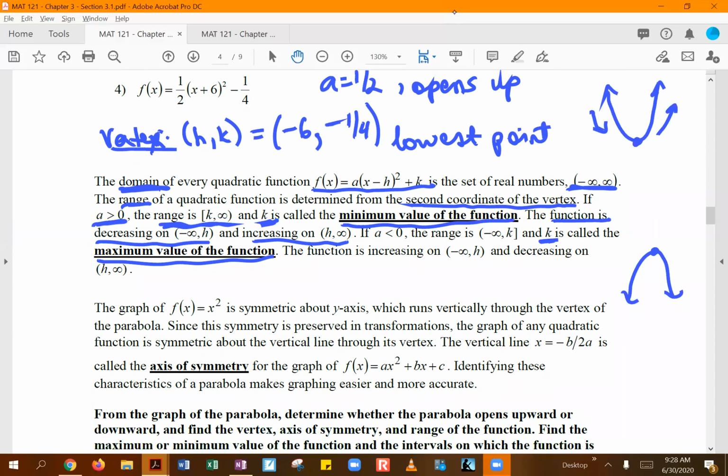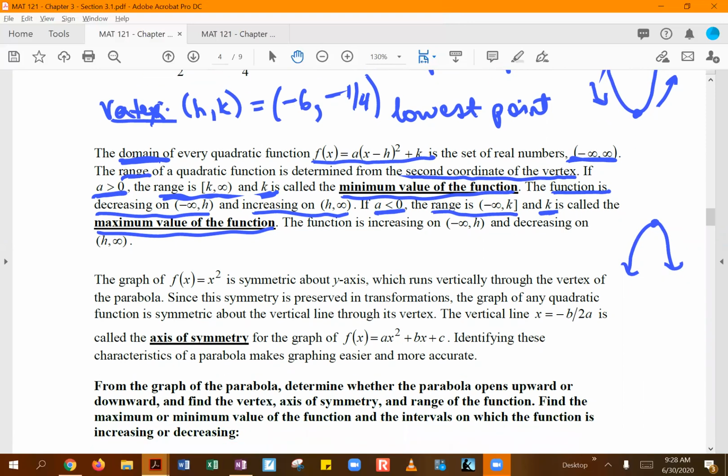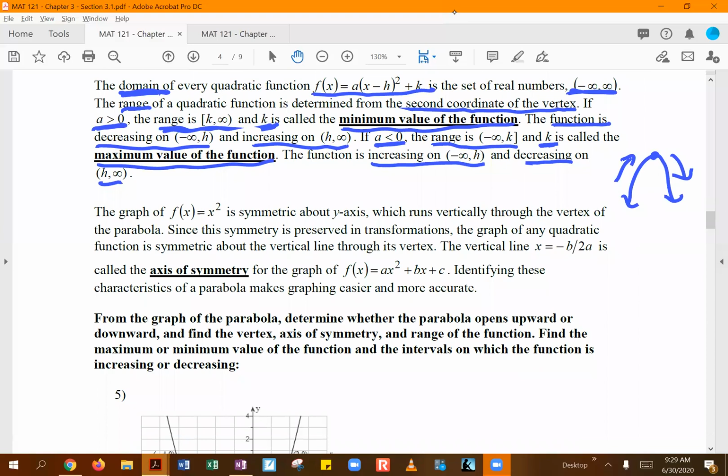Now, this is if a parabola is opening up, but if your parabola is opening down, a is a negative number, the range of your function is going to change. It's going to now go from negative infinity to k, including k. Like I said, k will become the maximum value of your function. And now your function will be increasing on the interval negative infinity to h, so it's increasing here, and it will be decreasing on the interval h to infinity, which is going to be going down this way. So depending, again, on opening up or down, the increasing and decreasing intervals are going to change.